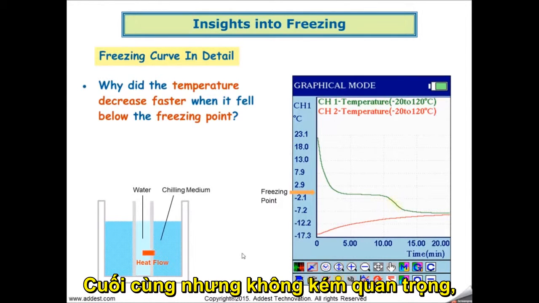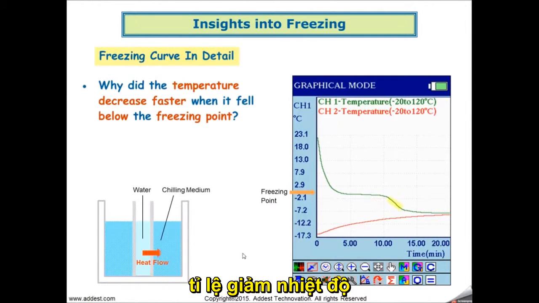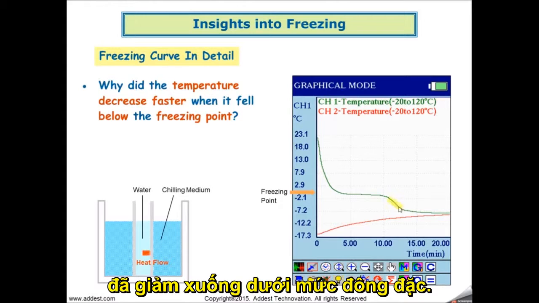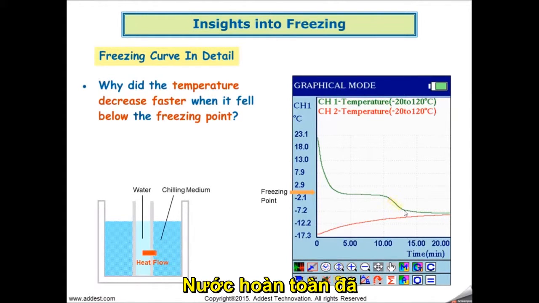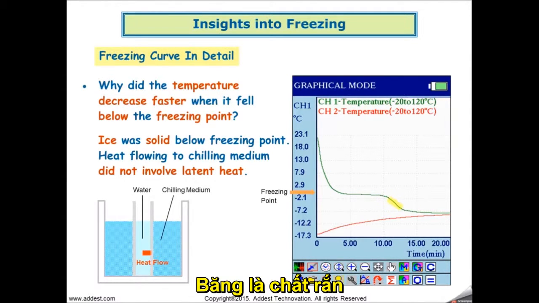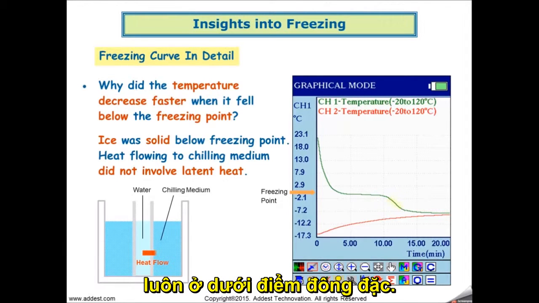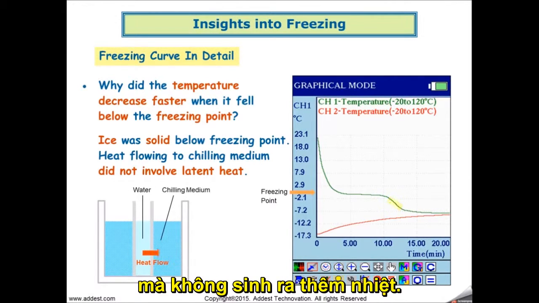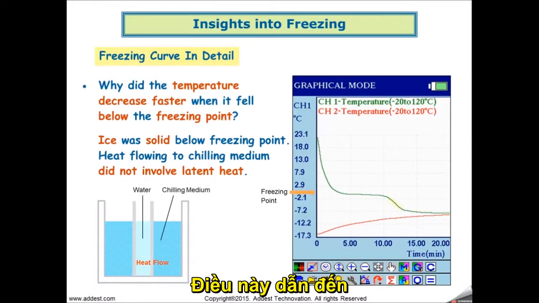Last but not least, the rate of decrease in temperature became higher when the temperature has fallen below the freezing point. The water must have completely turned into ice during this time interval. The ice was a solid so long as its temperature went below the freezing point. Therefore, the flow of heat to the chilling medium was purely due to the ice itself losing heat without the release of latent heat. This then led to a higher rate of decrease in temperature.